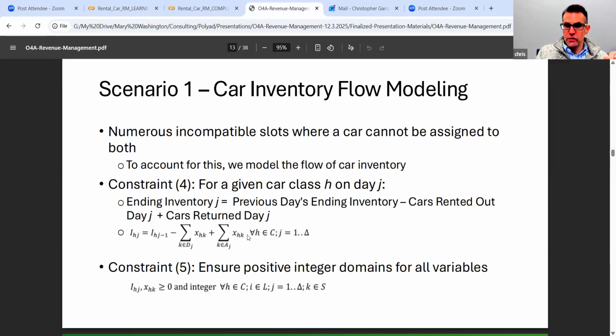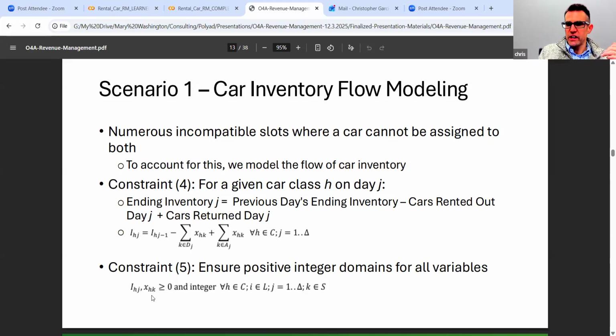And then I'm just repeating this for all car classes H in C and all days in the planning horizon, 1 to delta. Okay, and then last of all, for formal linear programming, we make sure that we specify the domains for our variables. So we're just going to specify that I_HJ and X_HK are all greater than or equal to 0 and integer, just specifying the domains here.